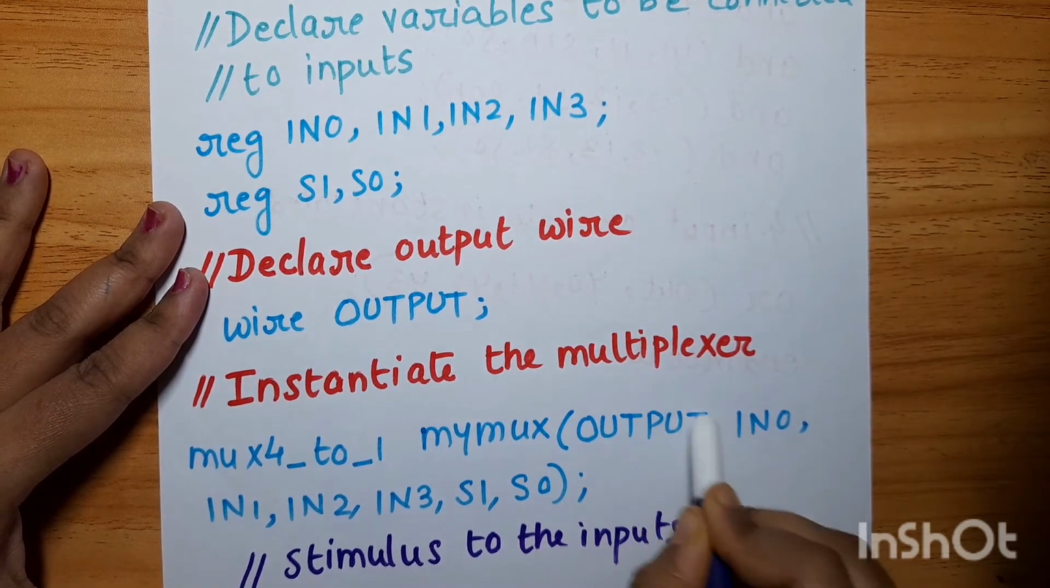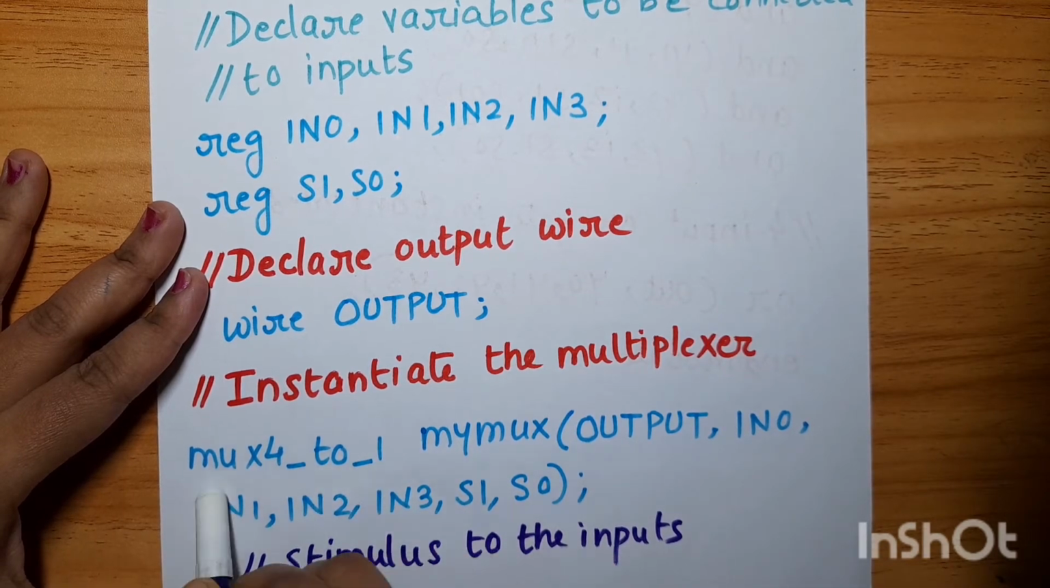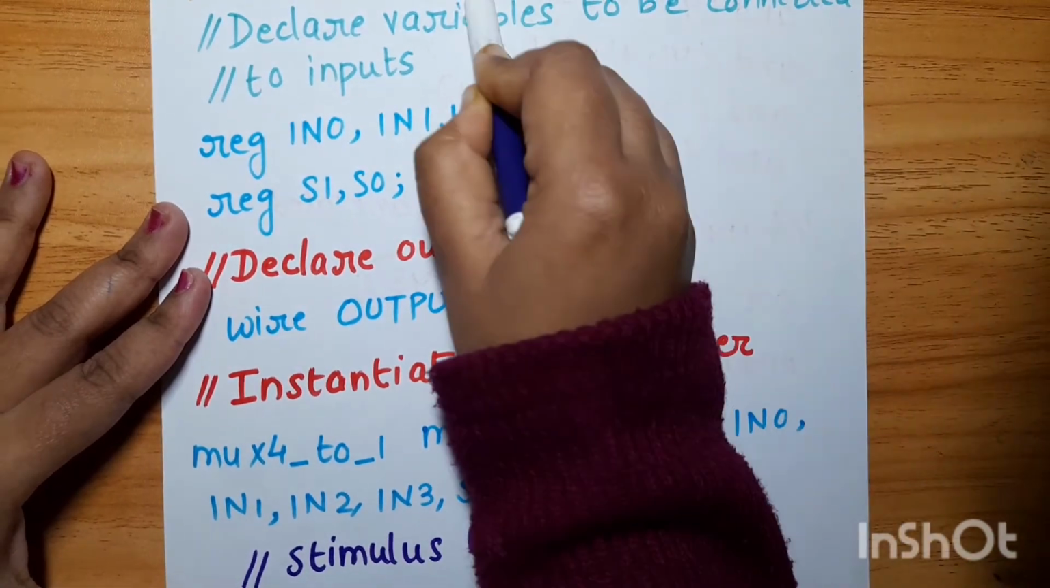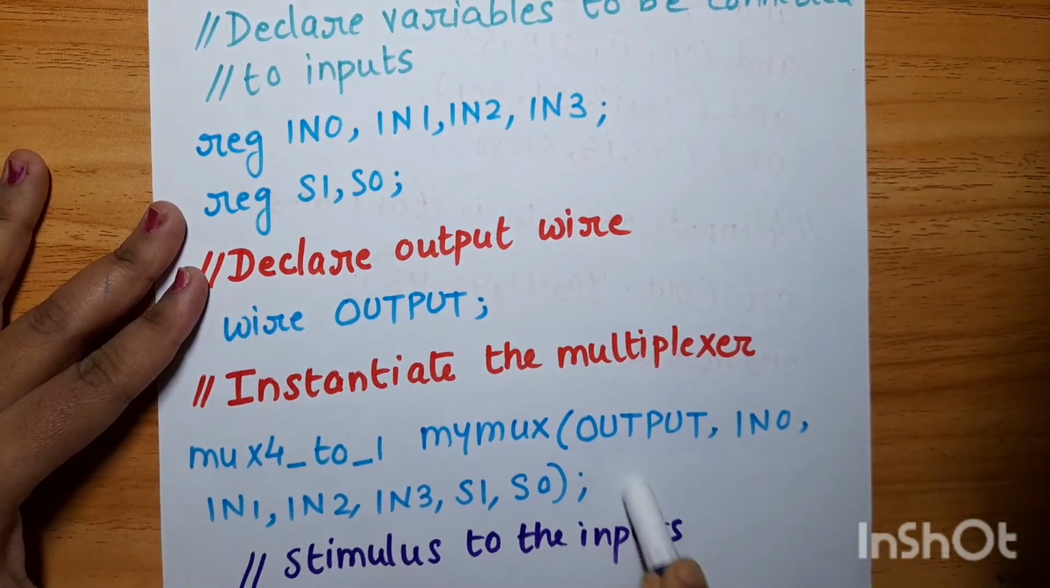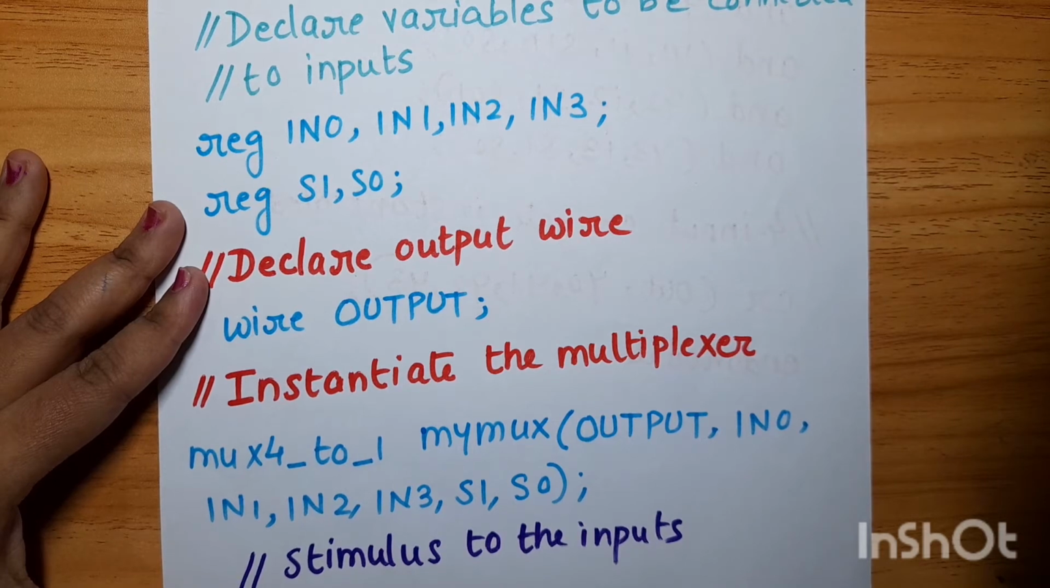And then this is the port level connection to the connection variables which are provided in the stimulus. They are connected to the inputs of the 4-to-1 mux. So it is a connection by position. Okay, connection is happening by position.